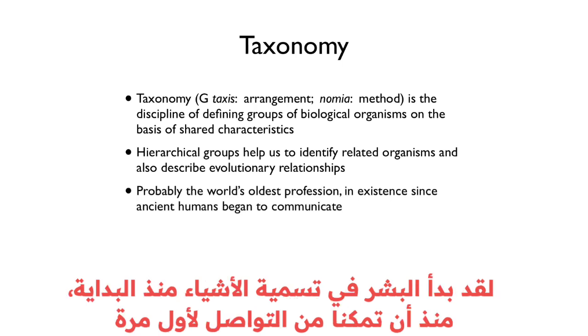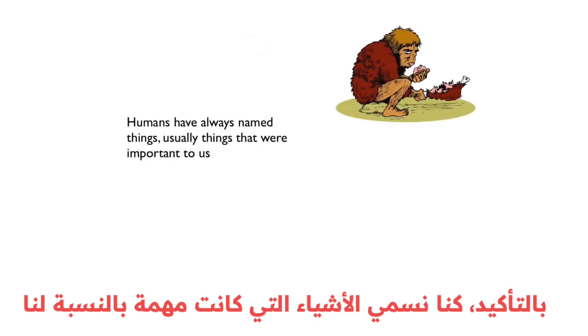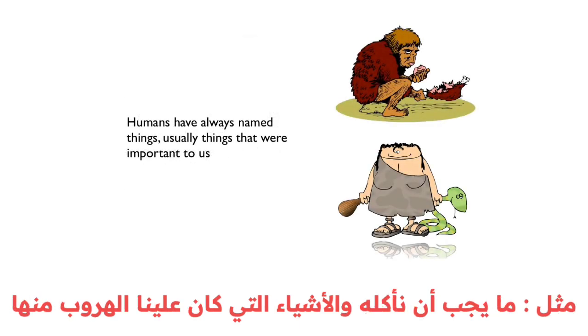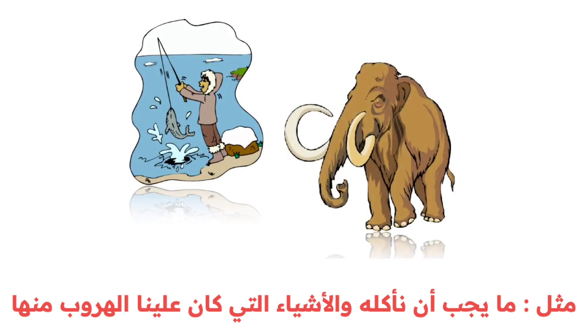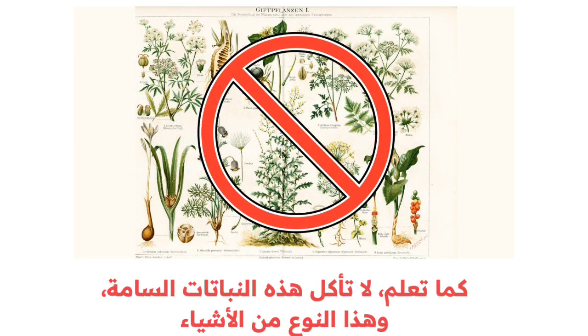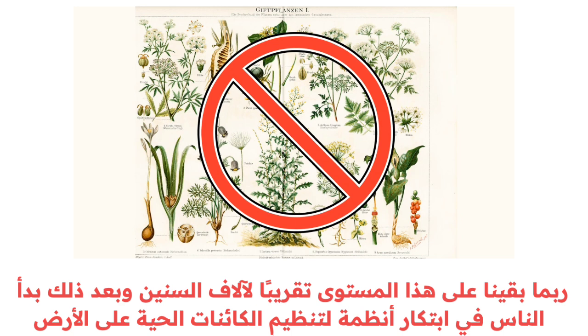Humans have been naming things since the very beginning, since we were first able to communicate. Certainly, we named things that were important to us, like what to eat, and things that we had to run away from, don't eat these poisonous plants, that kind of thing. Probably stayed at about that level for countless thousands of years.